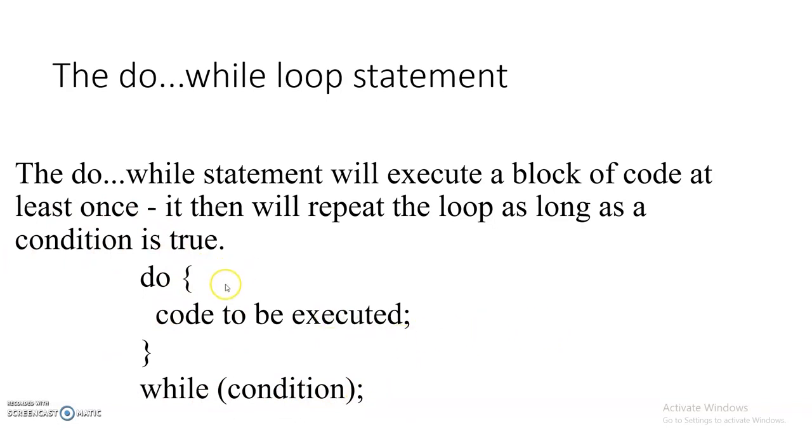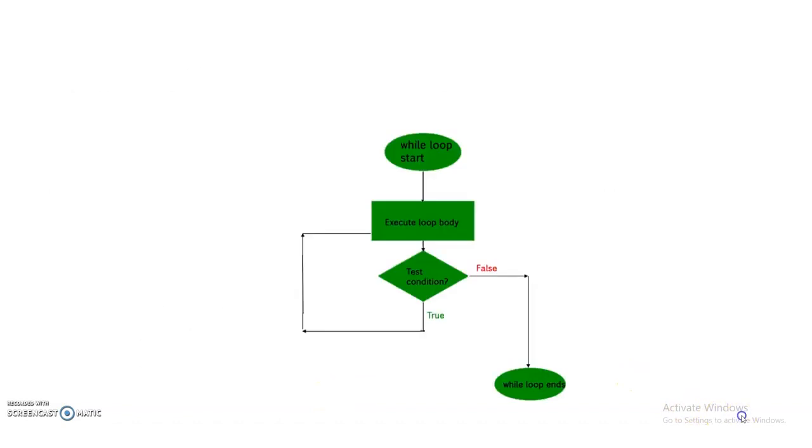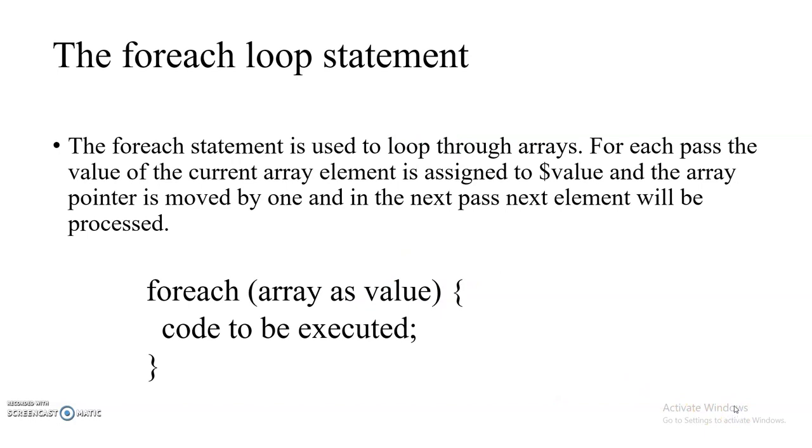The condition is checked at the end of the loop statement. That's why it is known as an exit control loop. Here, execute the body, then test the condition. This is the do while loop. And a special type of loop is the foreach loop statement.